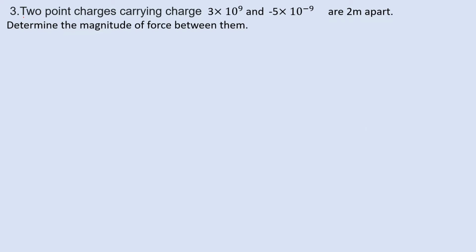It says that two point charges carrying charge 3 into 10 to the power 9 and minus 5 into 10 to the power 9 Coulomb are 2 meters apart. Determine the magnitude of force between them. So you have two charges. One charge is Q1, which is equal to 3 into 10 to the power 9 Coulomb, and the other charge Q2 is equal to minus 5 into 10 to the power minus 9 Coulomb. And the distance between them is R equal to 2 meters.